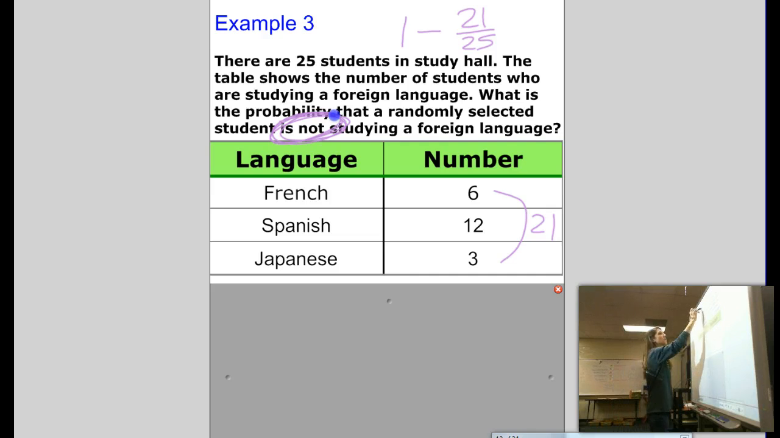It's good to know the different ways to write the answer. 4 out of 25 or 16%. Very good.